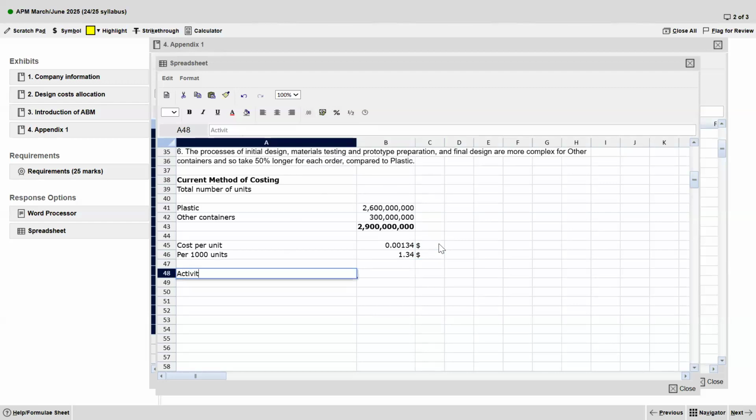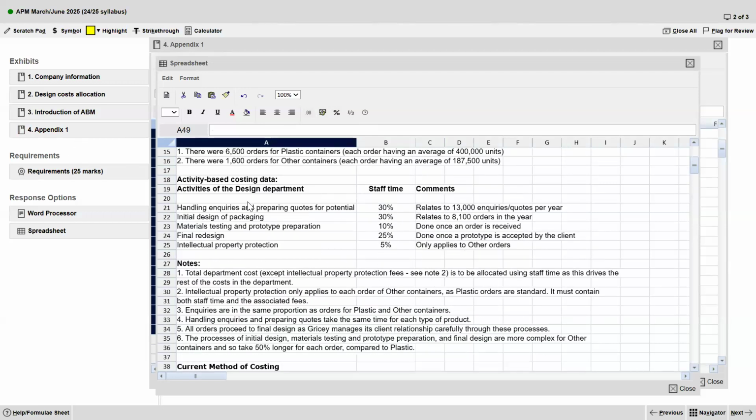Now, the activity-based costing method. So if I try to apply the activity-based costing method, these are the details: handling inquiries, initial design, material testing, final redesign, intellectual property protection, and so on. It says total departmental cost except intellectual property protection fees, see note 2, is to be allocated using staff time as this drives the rest of the cost in the department.